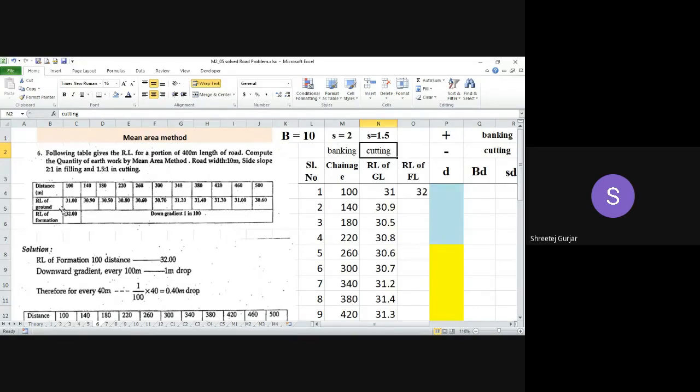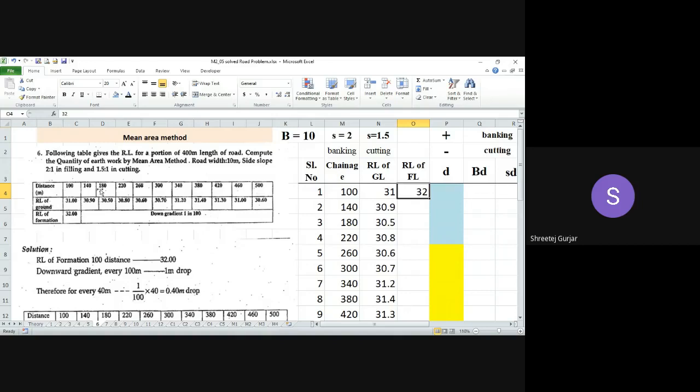So I have written down the changes. You can observe I have written down the changes, and I have written down the RL of ground which they have given us over here. All of those I have noted, and then the formation level of the first point, the first change, they have given us. Remaining, they have told that it is a downward gradient of 1 in 100.